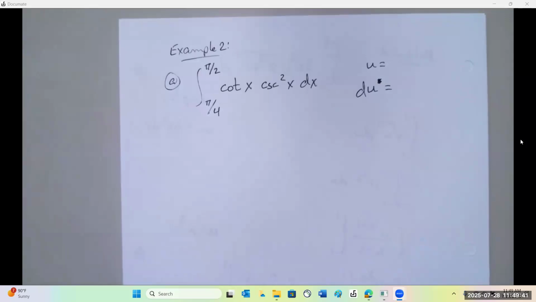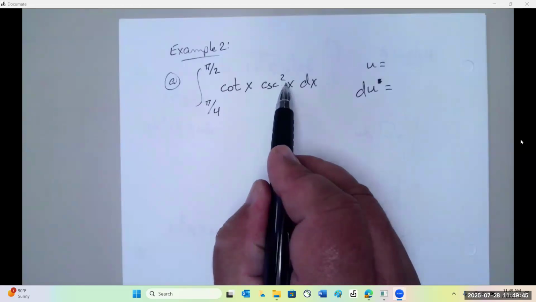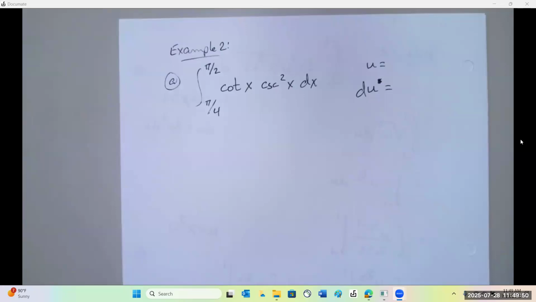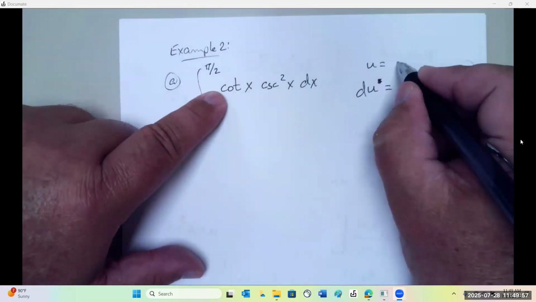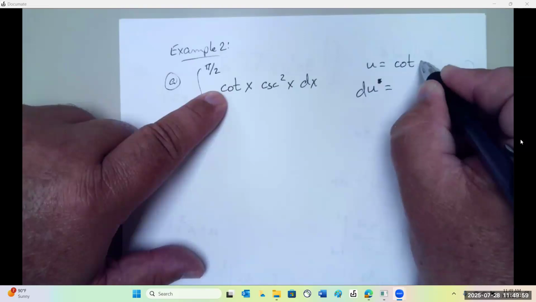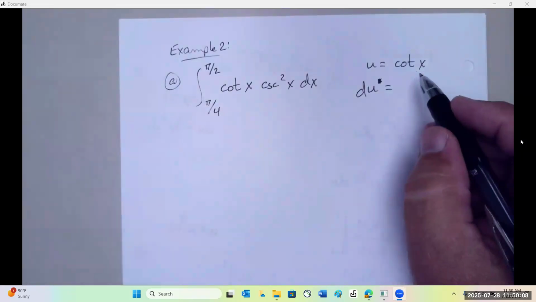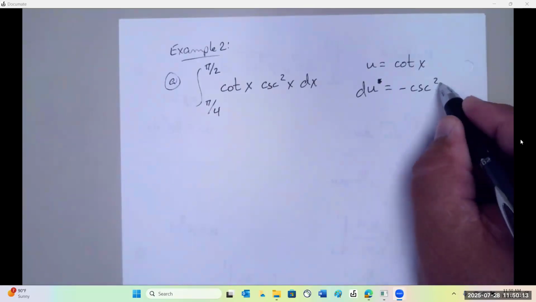Look at your cheat sheet of the functions. So is cotangent the derivative of cosecant squared, or is cosecant squared the derivative of cotangent? Right. Cosecant squared is the derivative of cotangent. So our u is cotangent x. But again, if you reference your chart, you'll see that the derivative isn't really cosecant squared, it's negative cosecant squared.